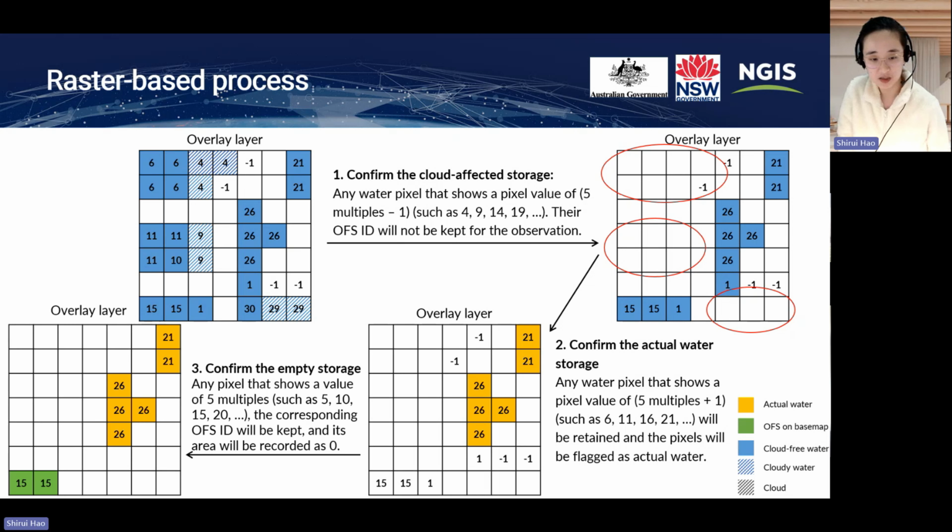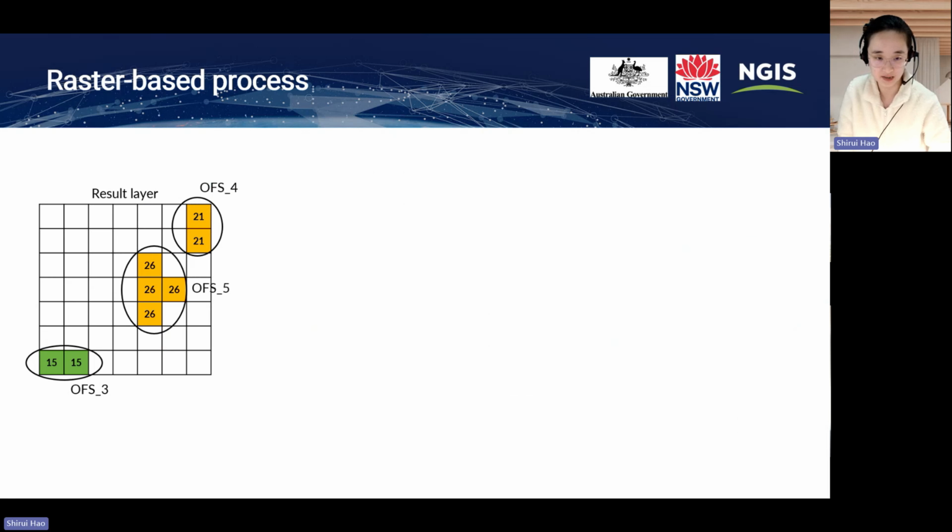And we have a final step, which is to confirm the empty storage, because there are some times that the storage is licensed and shown on the unfarmed storage base map, but on the day that we observe it, there's no water in there. It's fully empty. So for any pixels that show a value of 5 multiples, their corresponding OFSD will be kept, and its area will be recorded as 0.